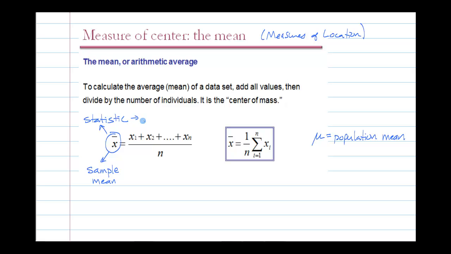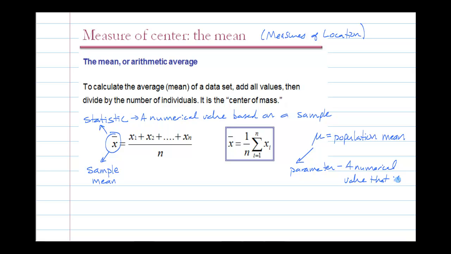A statistic is a numerical value based on a sample. Now, under here, where we have this Greek letter mu, this is called a parameter. A parameter, again, is a numerical value that is based on a population. Now, these are really good test and quiz type questions.